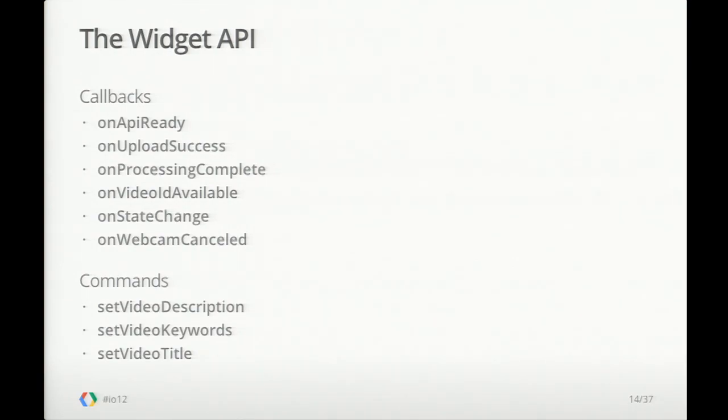onStateChange happens any time that the webcam widget changes state, maybe from playback to recording to idle. And onWebcamCanceled happens if the user clicks that cancel button that I showed you that takes them back to the main initial page that presents the webcam or file options. And in addition to these callbacks, we have some commands. Currently, these commands need to be invoked during the onAPIReady callback due to timing issues. And they basically boil down to setting metadata on the videos that are uploaded. You can set currently description, keywords, and the actual title of the video.